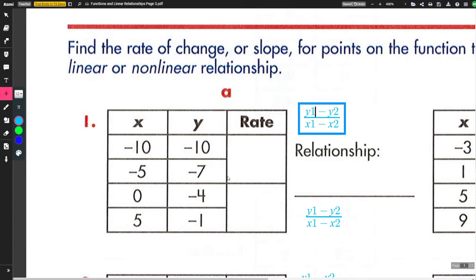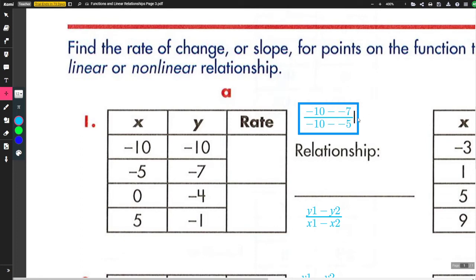Okay, so my y1, which do I want my y? I mean, they're both negative, so I guess it doesn't really matter. We'll do the -10s first. So -10, -10. My y -10 is next to my x -10, so they must be on top of each other. This is -7, and this is -5.